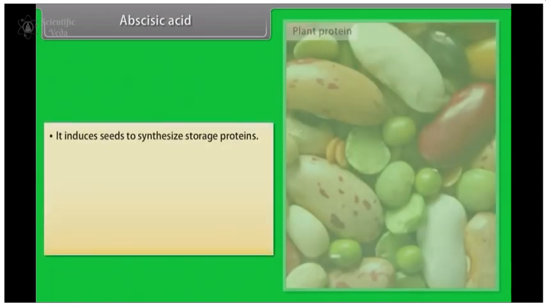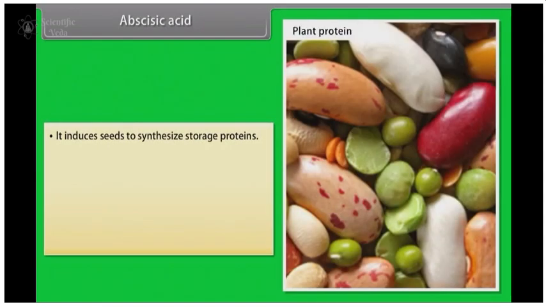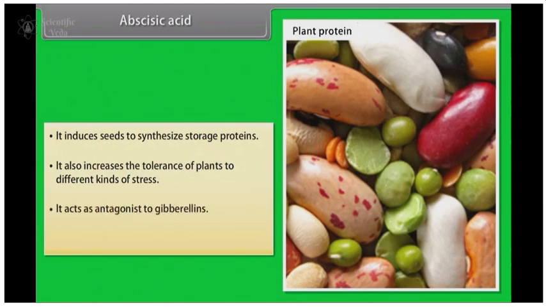It induces seeds to synthesize storage proteins. It also increases the tolerance of plants to different kinds of stress. It acts as an antagonist to gibberellins.